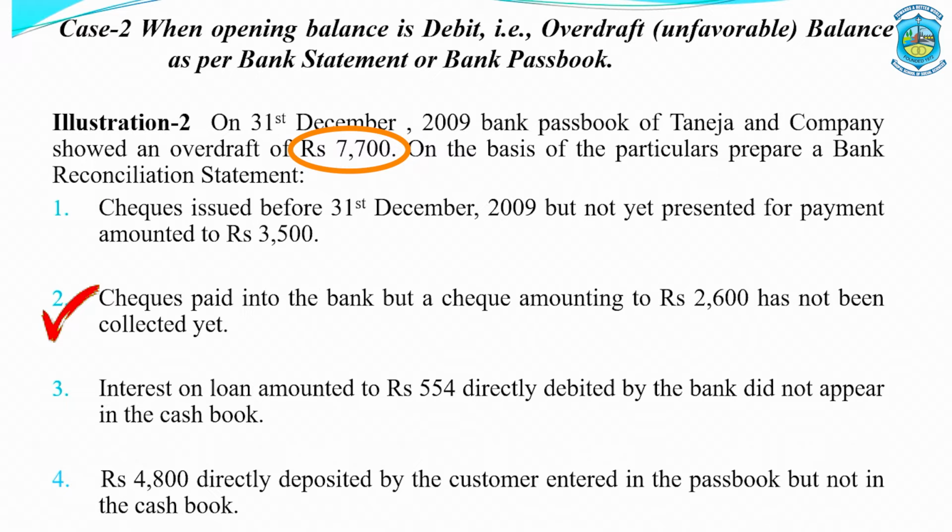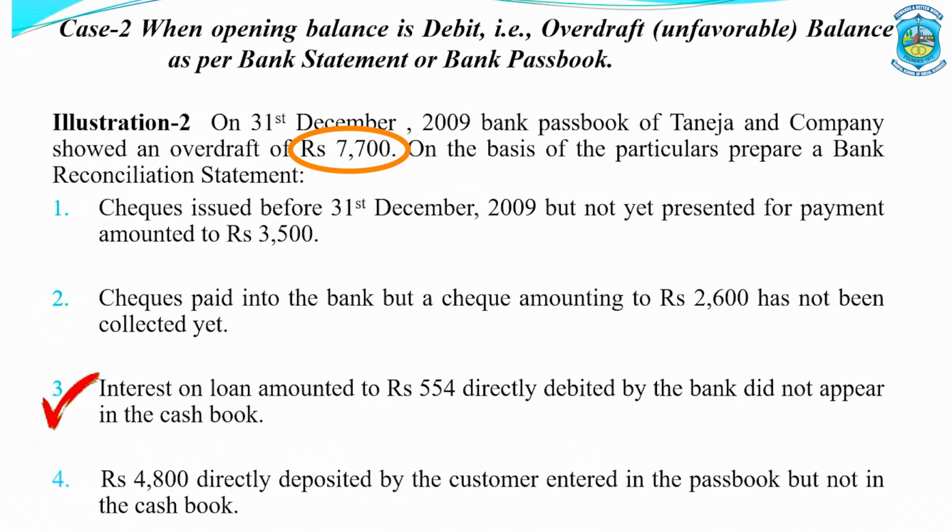Second reason, checks paid into the bank, but a check amounting to rupees 2,600 has not been collected yet. It means we are depositing checks which must have been received from our debtors. So out of those checks, one check worth rupees 2,600 has been deposited, but it has not been collected so far. So the amount has not been deposited by the bank in our account.